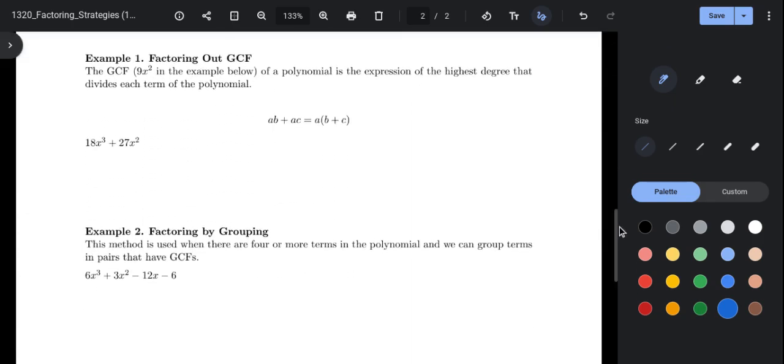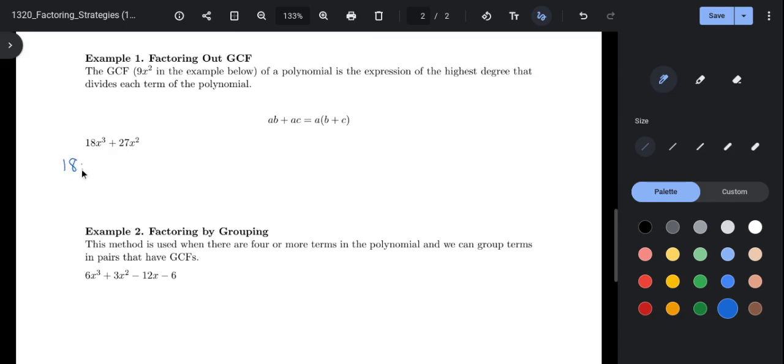So the first example we're going to do is factoring out the greatest common factor. So if we were given a polynomial, and in this case we have 18x cubed plus 27x squared, we would first check, first step for any method that we're looking at, does it have a greatest common factor? Well, let's first look at the coefficients. We have 18 and 27.